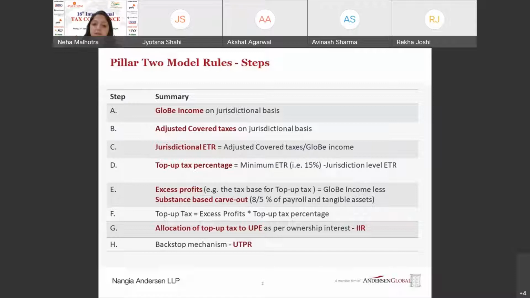to be borne by the ultimate parent entity, because here the allocation of this top-up tax will be done to the ultimate parent entity, and the ultimate parent entity who has complied with these rules and has put in place an income inclusion rule will pay the taxes accordingly. And in case there is no income inclusion rule at the level of the ultimate parent entity, then the UTPR will kick in, which is a backstop mechanism to give the taxing rights to the next level parent entity.